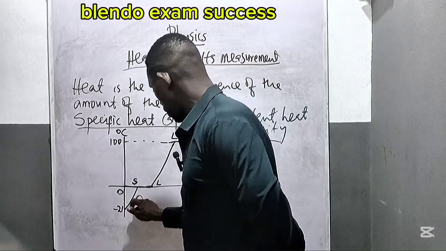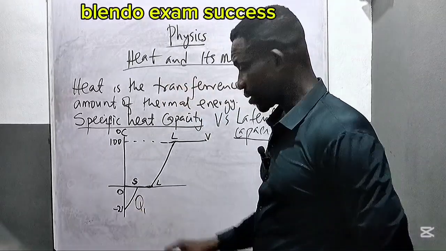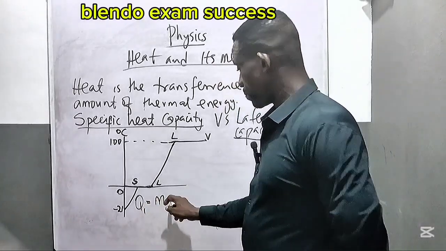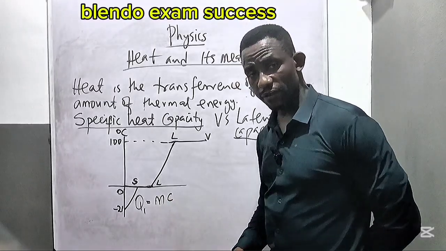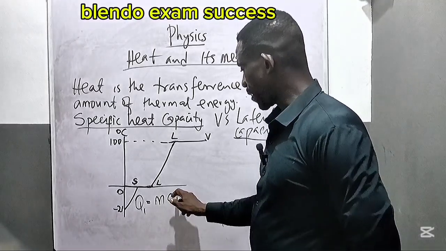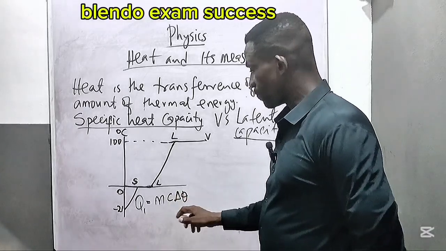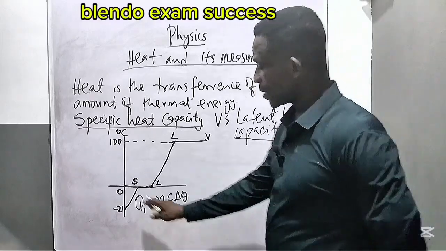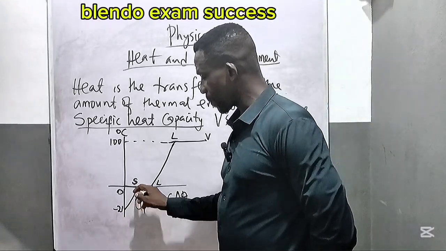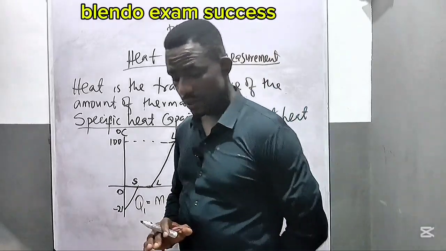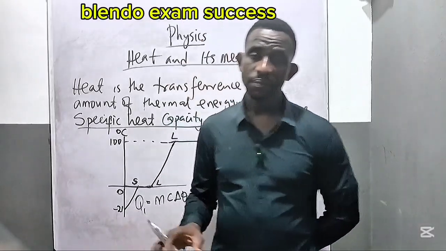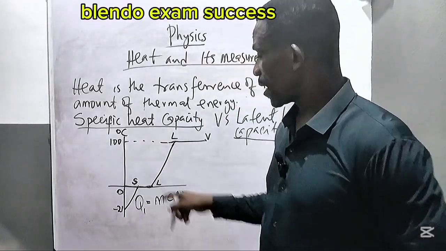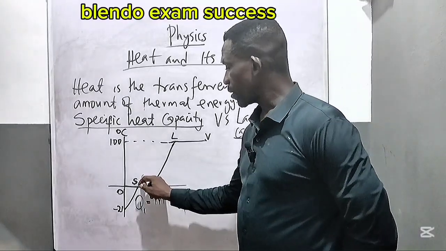So the quantity of heat, Q1, is equal to the mass of ice multiplied by the specific heat capacity of ice multiplied by the change in temperature from minus 21 to 0. After this has gotten up to this level, we have 0 degrees Celsius, and this is the lower fixed point of water. At this point, we call it Q2.